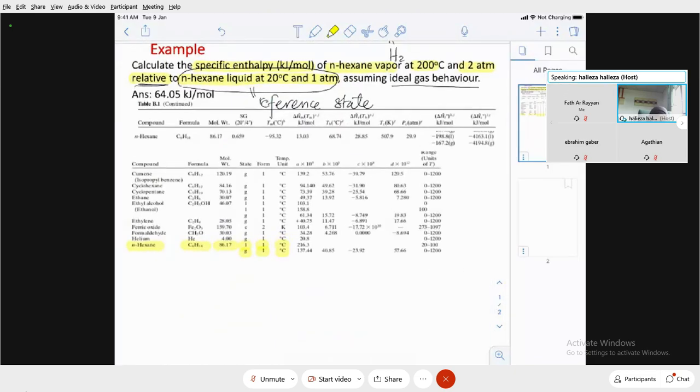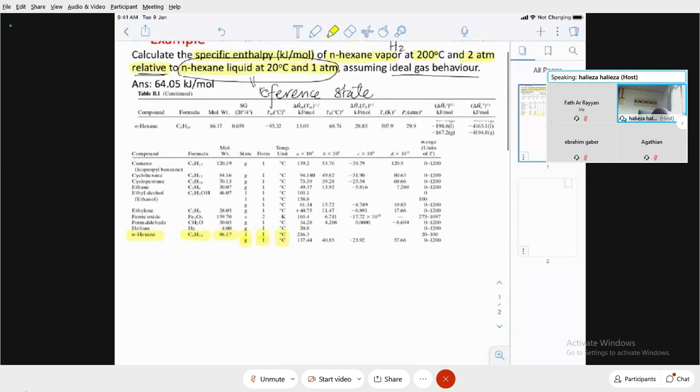So let's draw the hypothetical path first. You start with liquid. Why do you start with liquid? Because that is your reference state. You start with N-hexane. It will be shorter if I write the symbol, C6H14. I start with liquid. My temperature is 20 degrees C and 1 atm.